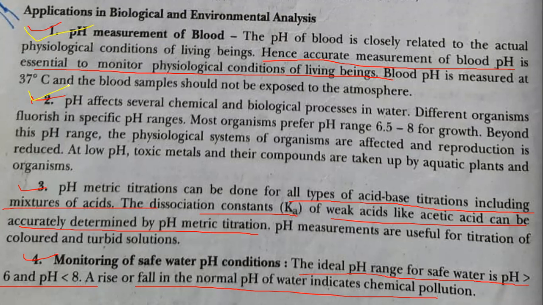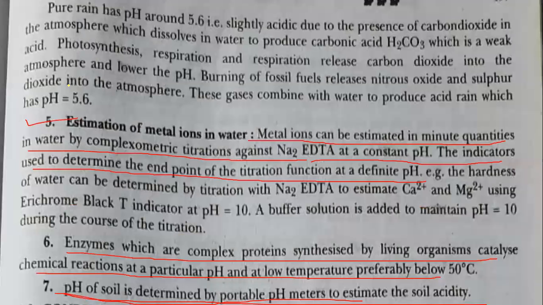It is also used in the determination of the dissociation constant of a weak acid like acetic acid, which can be accurately determined. It is also used in monitoring safe water, or the pH condition of water, and we can find the pollutants present in the water. It is used in the estimation of metal ions from water. Metal ions can be estimated in minute quantities in water by complexometric titration using EDTA, for example the detection of sodium using EDTA, at constant pH. That is also possible.